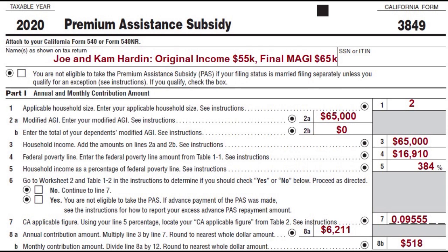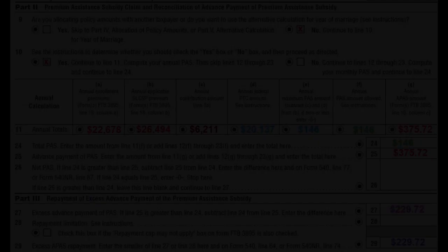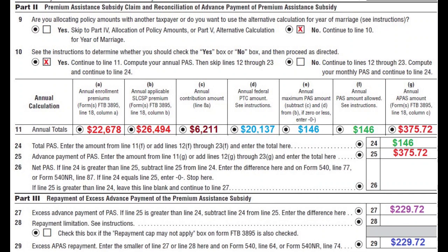The applicable figure from the California table was 0.09555, yielding an annual contribution consumer responsibility of $6,211 or $518 per month. That information and some of the other calculations are brought down into Part 2 of Form 3849.